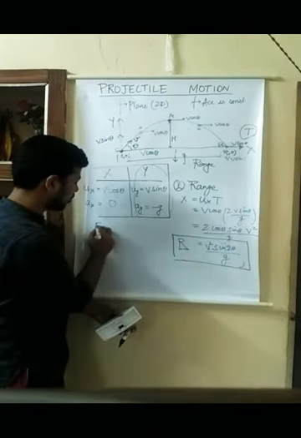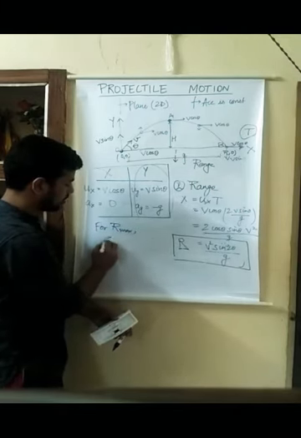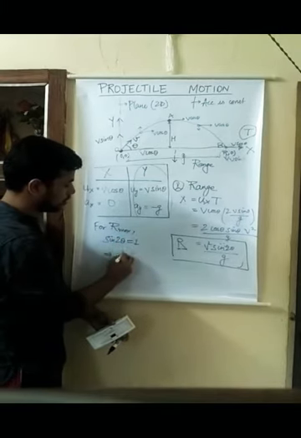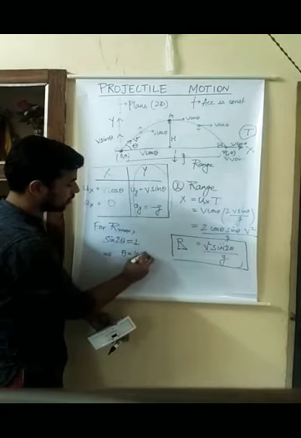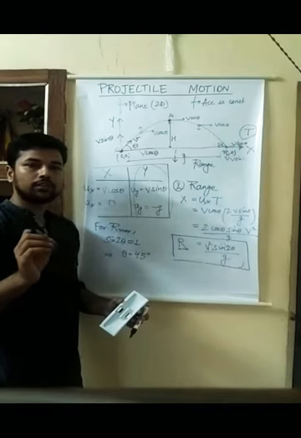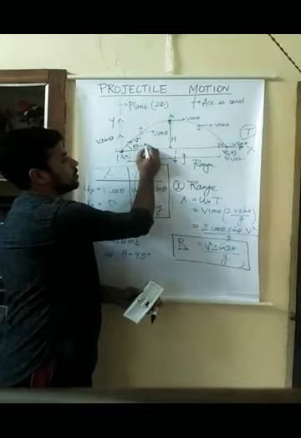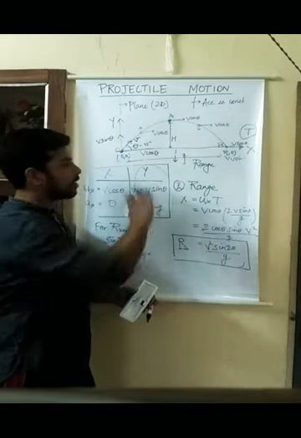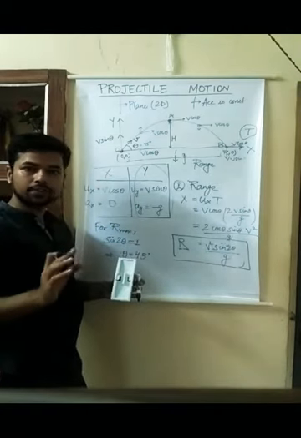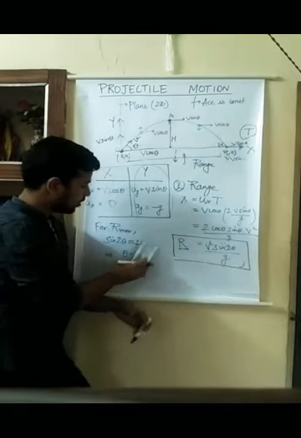So for maximum range, sin 2 theta is equal to 1. This gives theta equal to 45 degrees. So if you are given a fixed velocity with which you can throw, and you throw at 45 degrees, then you will get the maximum range. That is the maximum distance your projectile will cover for a given fixed velocity.